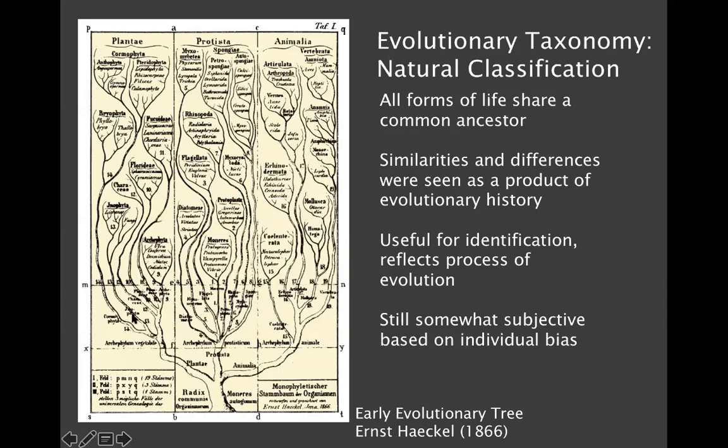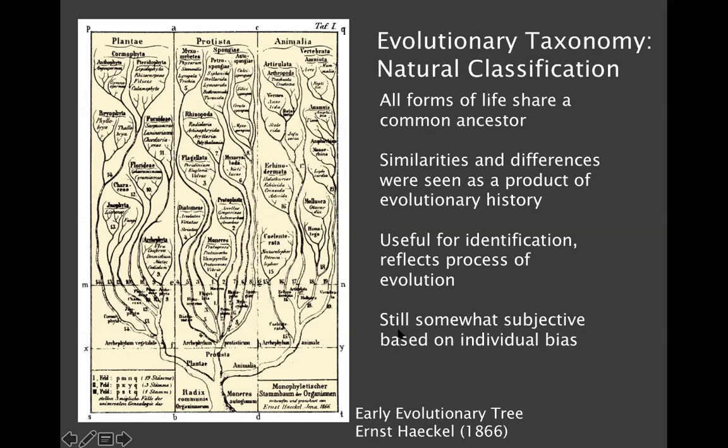And this shows one of the earliest depictions of an evolutionary tree by Ernst Haeckel. And the similarities and differences in species were seen as a product of evolutionary history. Not only was it useful for identification, but it was thought to reflect the process of evolution. Unfortunately, the taxonomists of this time did not have access to DNA technology to look at the actual sequences and nucleotides in the DNA to be able to look at the similarities at that level, the level that mutation was happening and adaptation was happening.